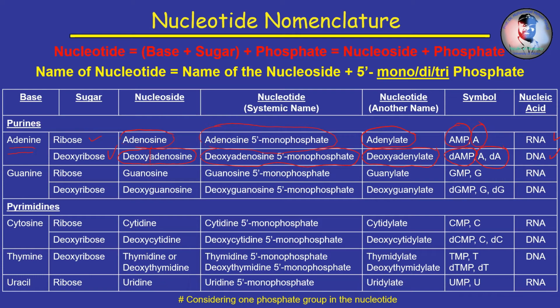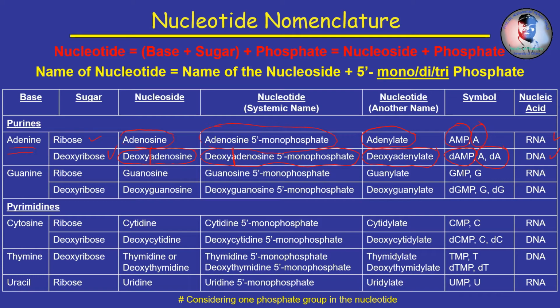The difference between the names of a nucleoside and nucleotide of DNA and RNA is the deoxy part. In the case of DNA, the deoxy part is prefixed in the name of both nucleoside and nucleotide, because the difference between the DNA and RNA nucleoside and nucleotide is in the sugar part.